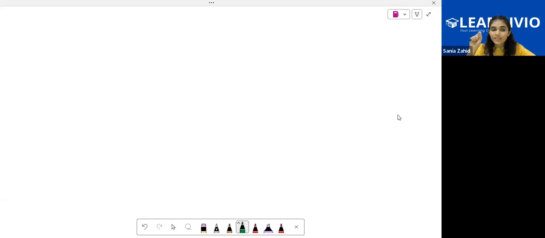Closure property says that when you add or subtract two integers, you are going to get an integer only. That means subtraction as well as addition is enclosed under closure property. The second property we studied is commutative. Commutative property says that it does not matter in which order you add two integers, you're going to get the same answer. Like you can do a plus b as well as b plus a.